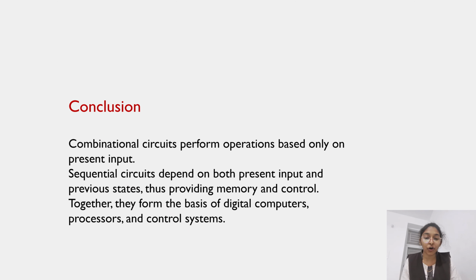Combinational circuits perform operations based only on the present input. Sequential circuits depend on both the present input and the previous state. Thus, providing memory and control together, they form the basis of digital computer processors and control systems. The final conclusion is that circuits whose output is based only on the present input are known as combinational logic circuits, and circuits based on the present input and past inputs are known as sequential logic circuits.